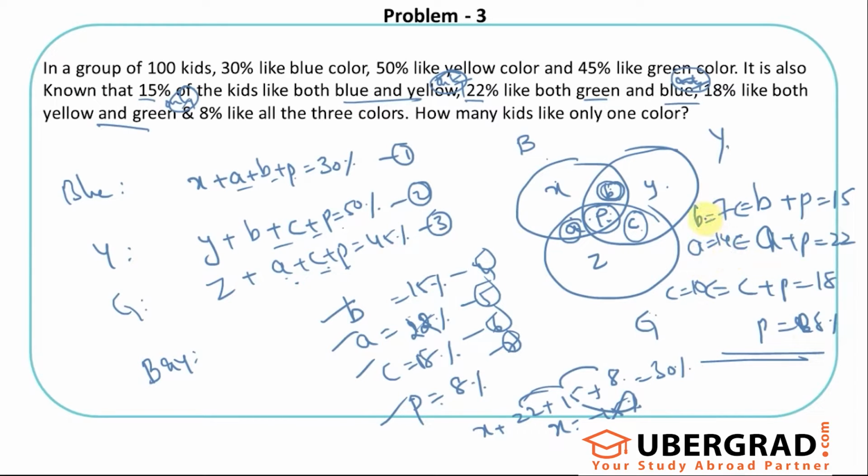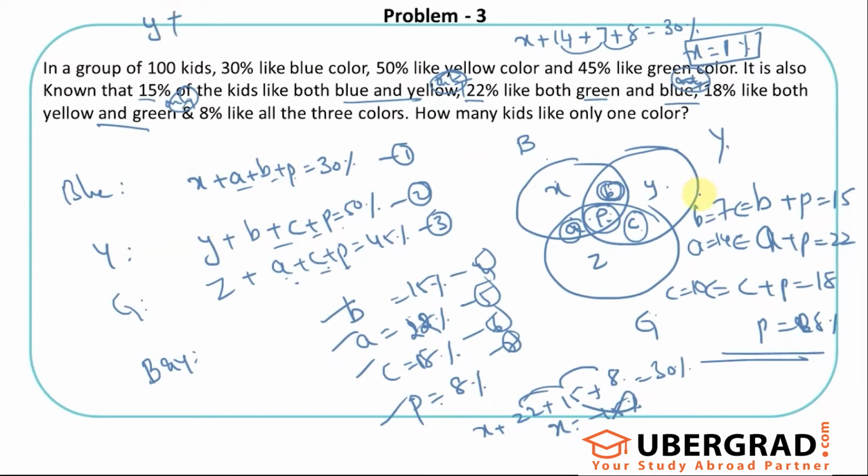A is 14, B is 7, C is 10, and P is 8. So what would this turn out to be? X plus A is 14 plus B is 7 and P is 8 is equal to 30%. So that will give me X as 14 plus 7, 21 plus 8, 29. So 30 minus 29 is 1%. Right, that is still giving me a positive value. That's acceptable.